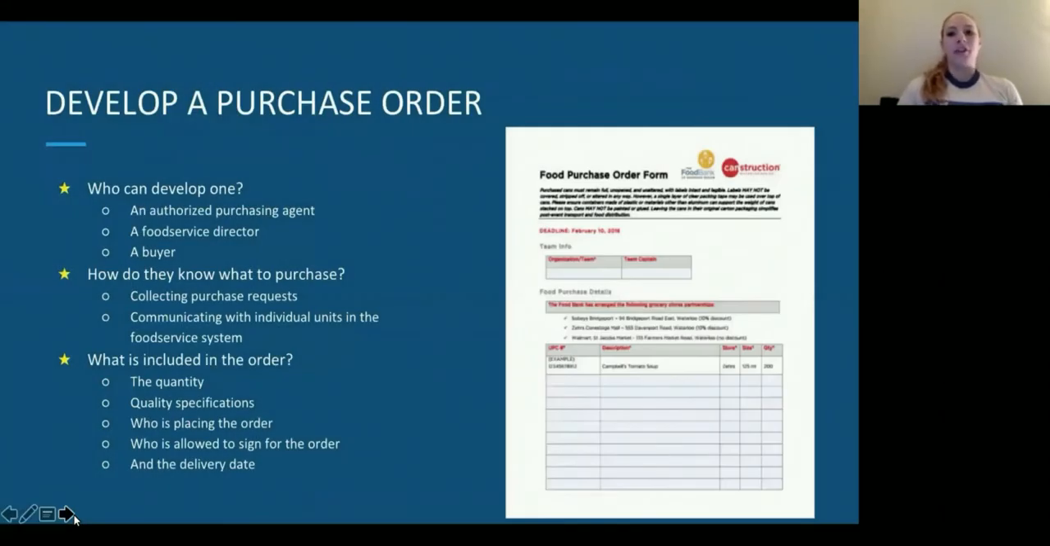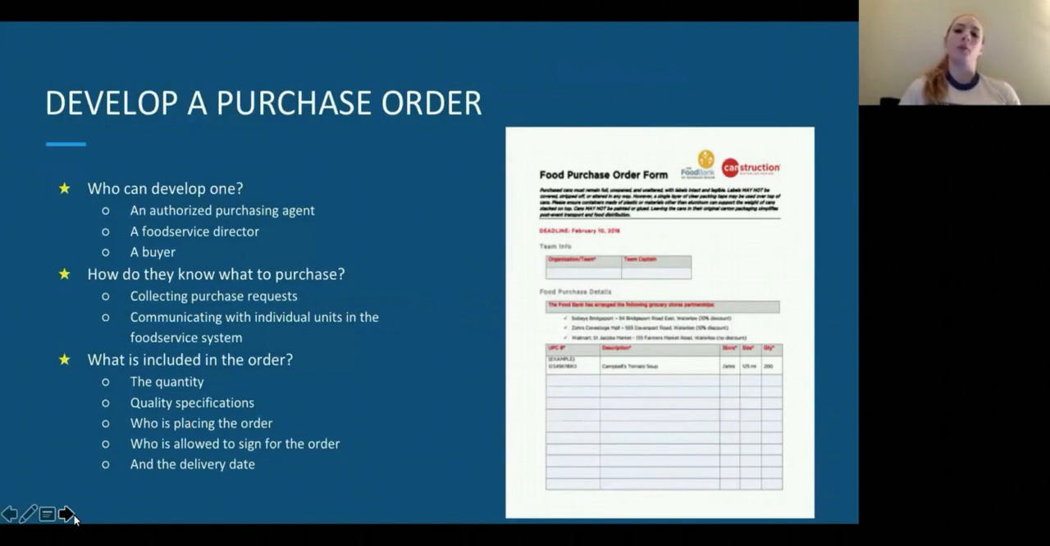So after you determine what you need, you develop a purchase order. Who can develop a purchase order? An authorized purchasing agent, a food service director, or a buyer. How do they know what to purchase? They collect the purchase requests or requisitions, and they also communicate with the individual units in the food service system.